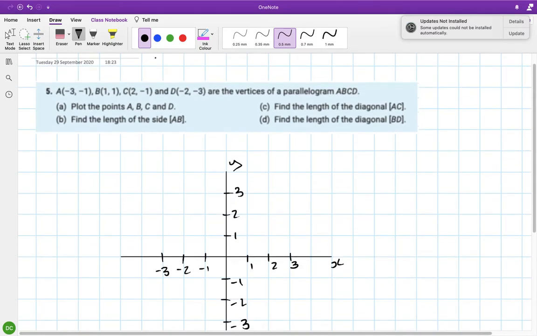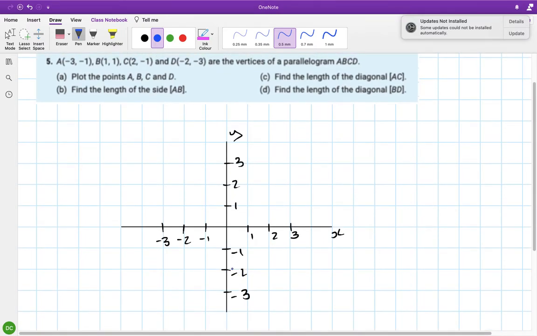Okay, so A, minus 3, minus 1. So starting from the center, the first number, the x coordinate, is your left-right number. Because it's negative, we're going to start in the center and go left. 1, 2, 3. And then the second one here is your up-down. Again, because it's negative, we're going to go down. So it is 3 steps to the left, 1, 2, 3, followed by 1 step down. So that's here. And I'm going to write A on that.